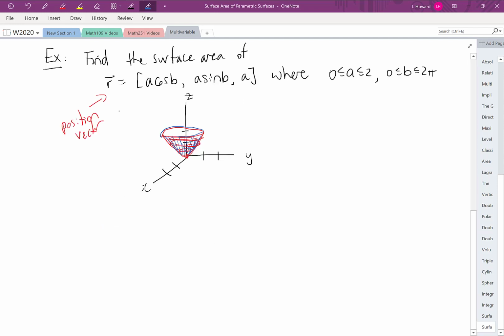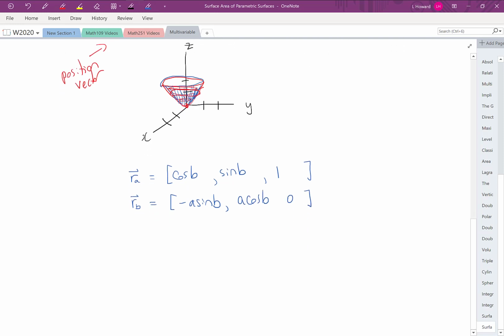Well, in this problem, our parameters are called a and b rather than u and v. But what we're supposed to do is calculate the two partial derivatives of our position vector. So let's find r sub a and r sub b. For r sub a, it just means go through your vector, take partial derivatives of each component with respect to a. So you'd have cos b, sine b, and 1. And if you do the same thing for b, minus a sine b, a cos b, and 0.